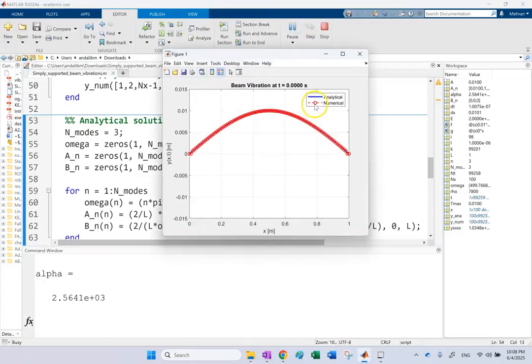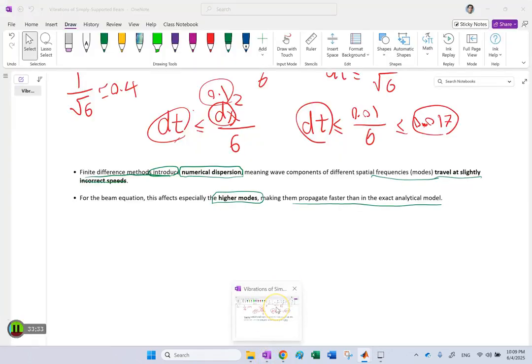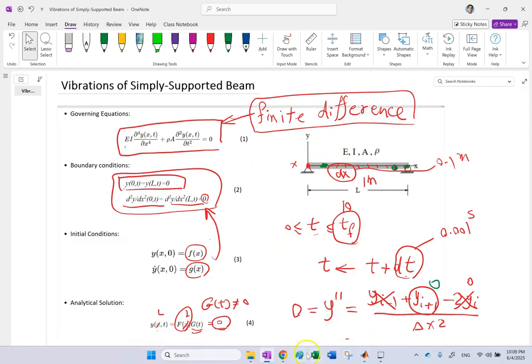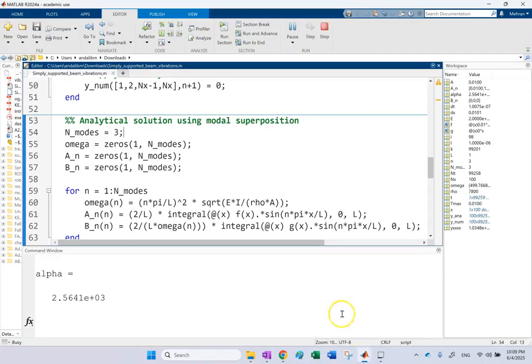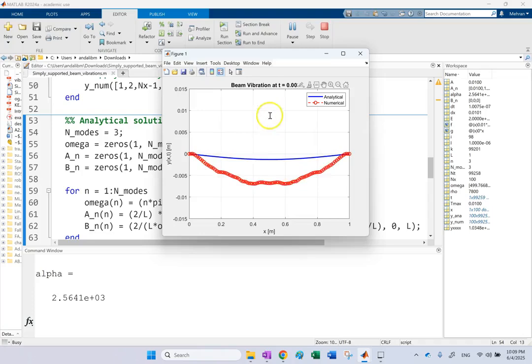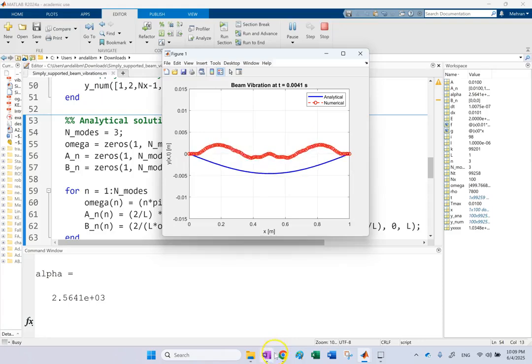So hopefully you learned something from this video. You learned how to analytically solve for vibrations of a simply supported beam, and how to do it with finite difference. And then, of course, I'm going to upload this file for you under the video description so you can download it and look at it.